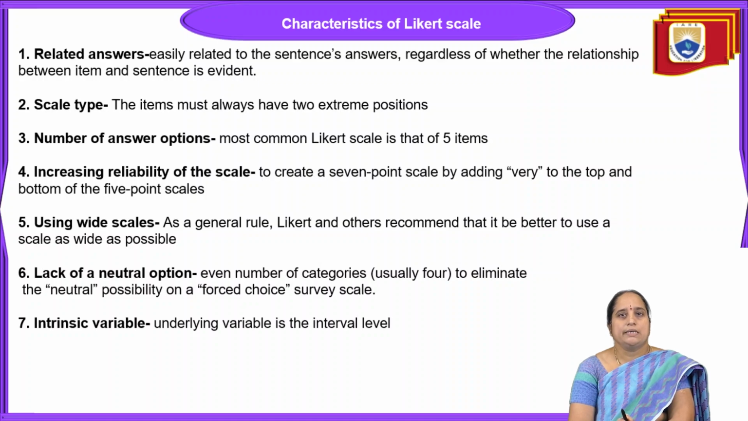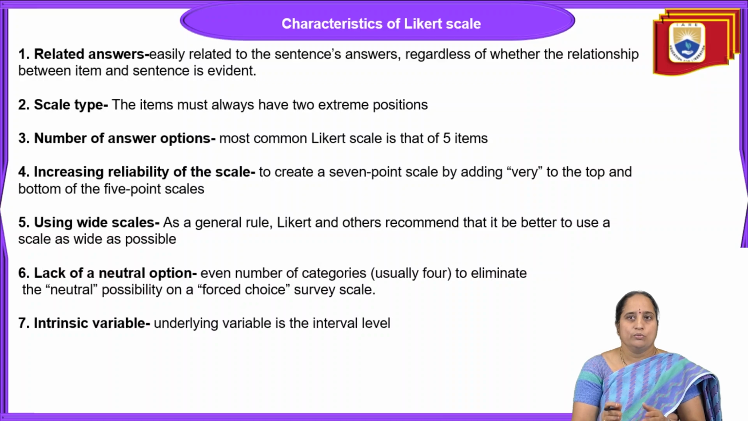And second is scale type. The item must always have two extreme positions. Those two extreme positions, one is positive, another one is negative. Strongly agree, strongly disagree. These two points are known as two extreme positions.